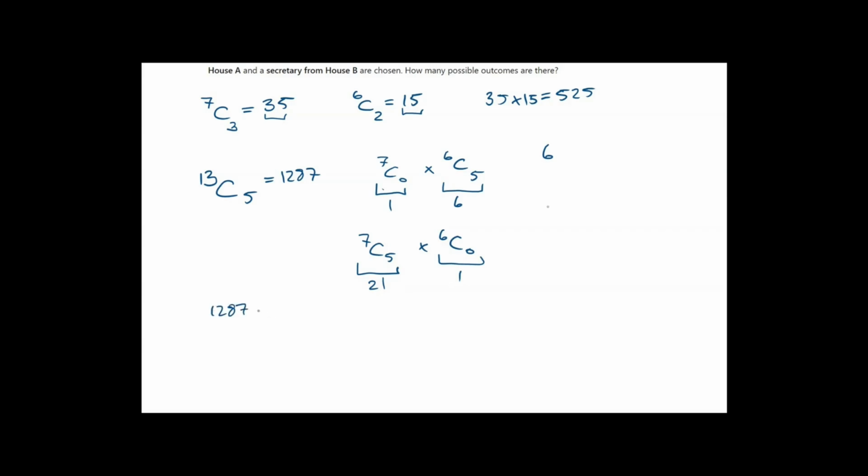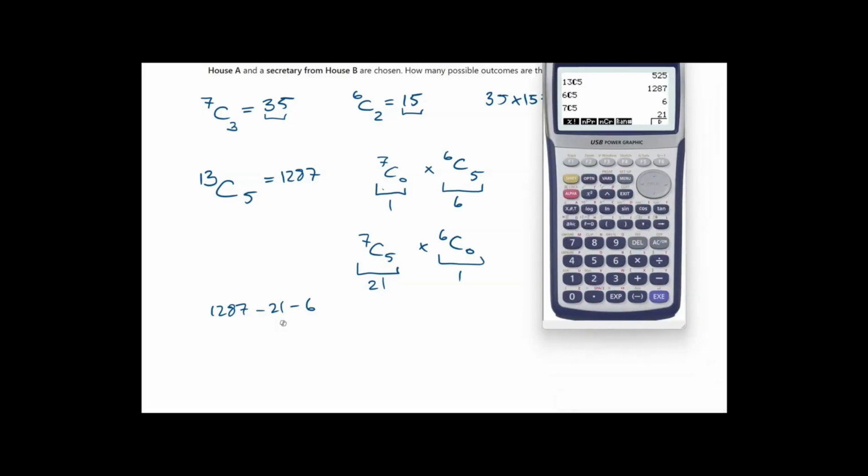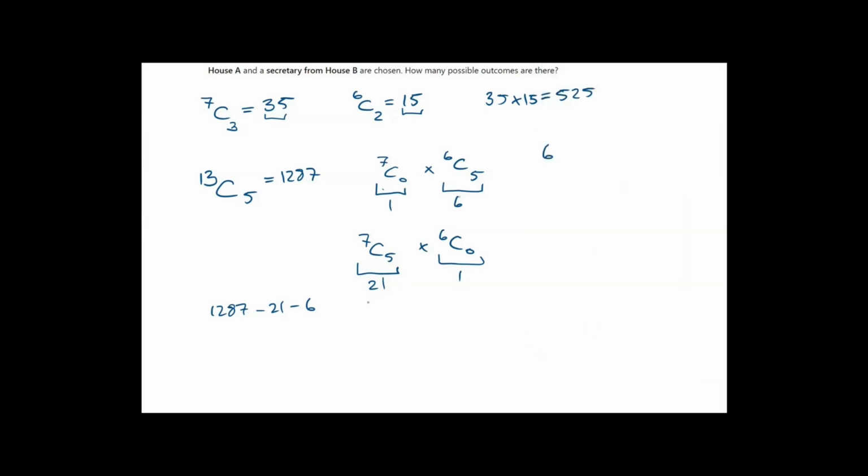We take the 1,287 that we started with, and we're going to take away 21 from that one, and we're going to take away 6 from that one. And what that is, I don't know. So 1,287 minus 21 minus 6 is 1,260. So 1,260 different combinations where we have at least one from all of the houses.